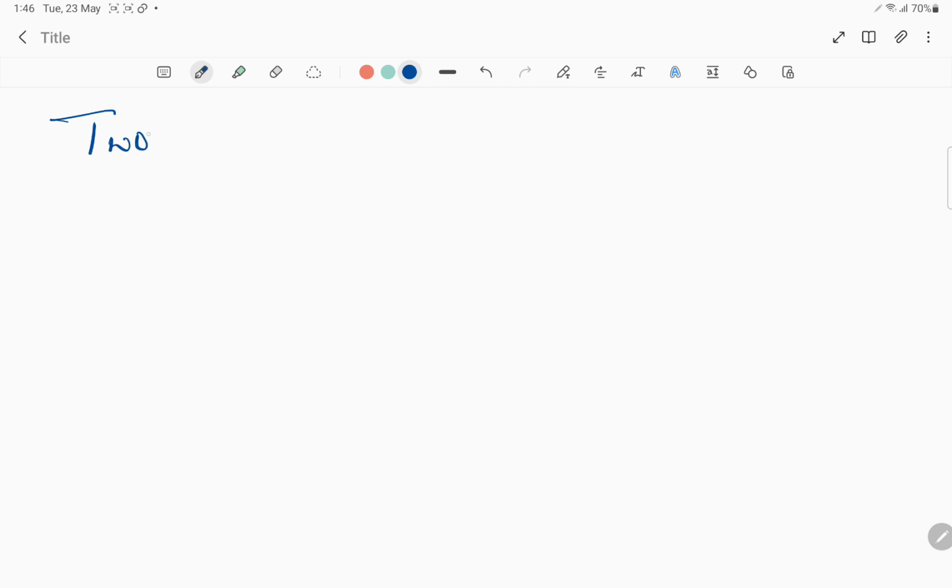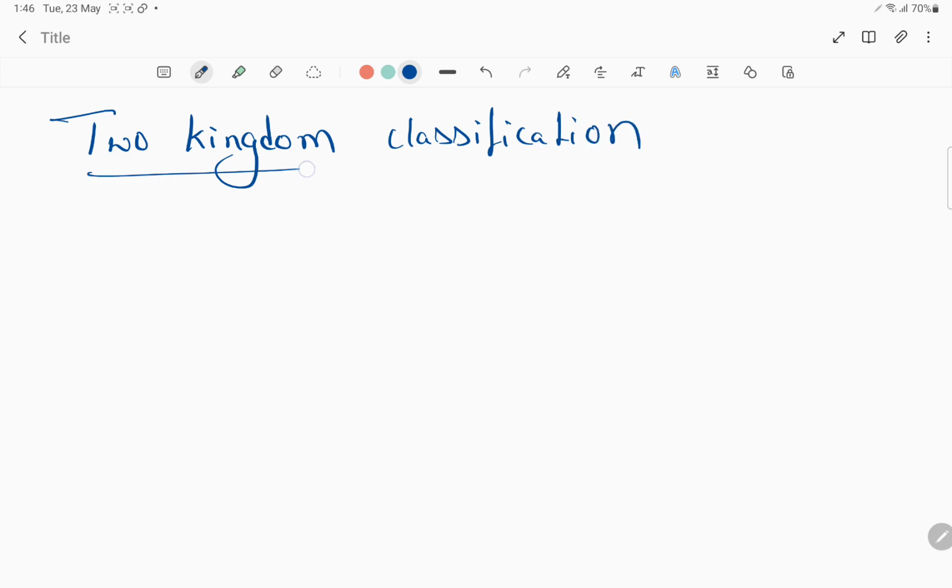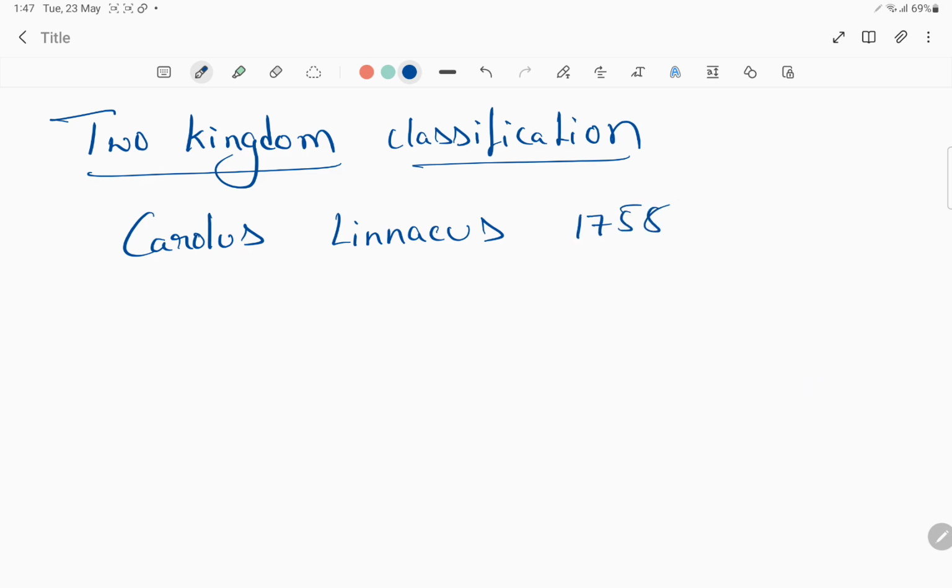And next, the two kingdom classification is given by Carolus Linnaeus in the year 1758. He divided all the living organisms into just two kingdoms: Plantae and Animalia.